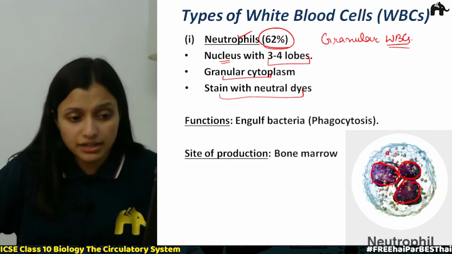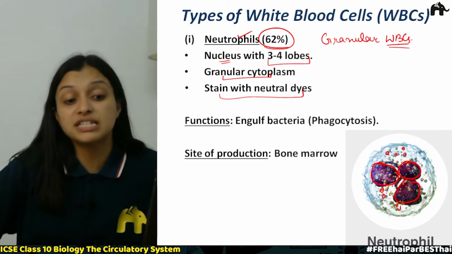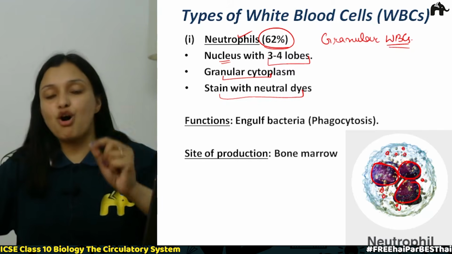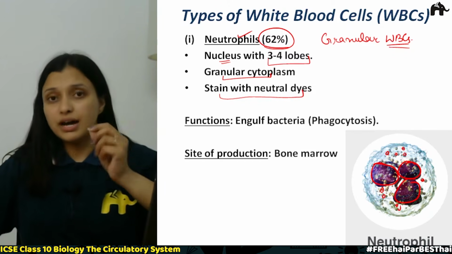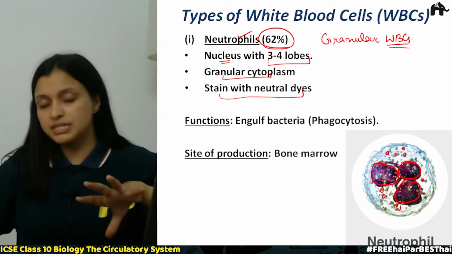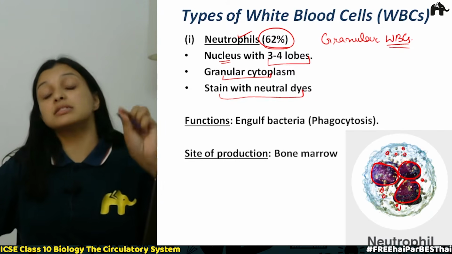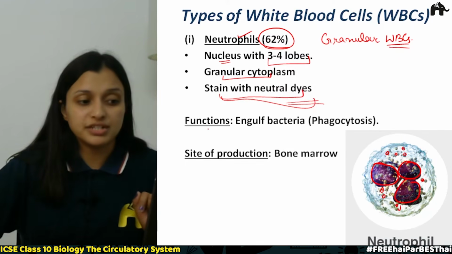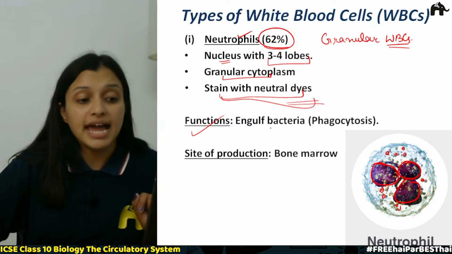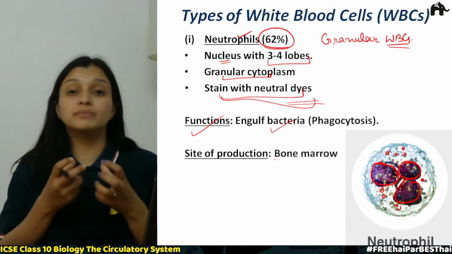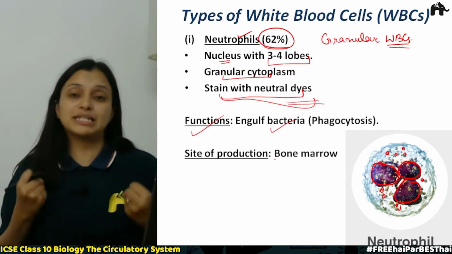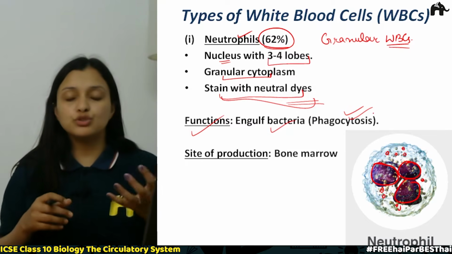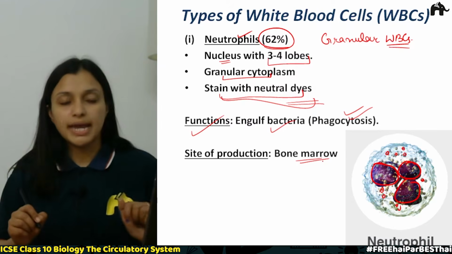You can see the granules. These are the granules that are present inside the cytoplasm. So both the things are clear. Out of all the WBCs, which WBC is maximum in number? That is neutrophils. They can be stained with neutral dyes, and the function is engulfing bacteria. They perform the role of engulfing the disease causing bacteria, so they perform phagocytosis. The site of production of these neutrophils is bone marrow. I hope this is clear.